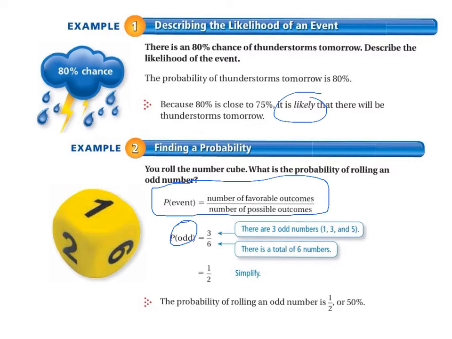So there are 3 odd numbers, 1, 3, and 5, and there are a total of 6 numbers. So then when we simplify that, it comes out to 1/2. So the probability of rolling an odd number is 1/2, or 50%.